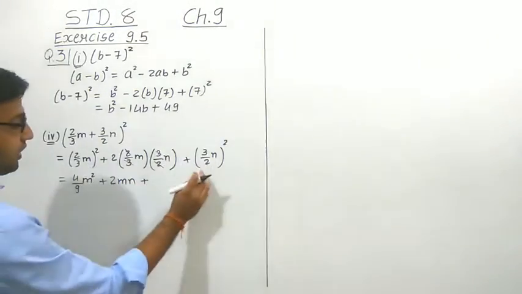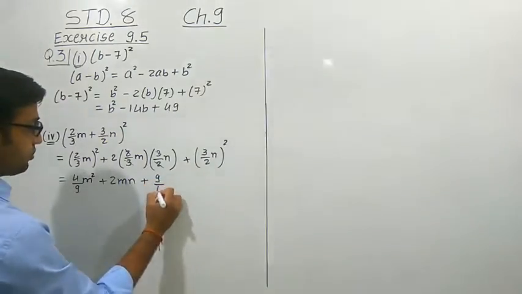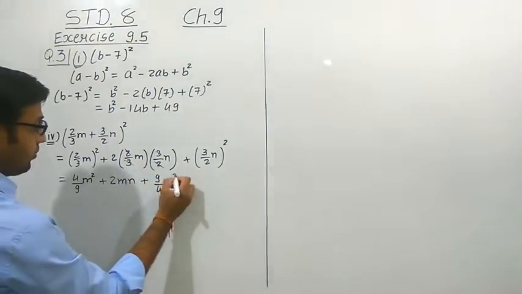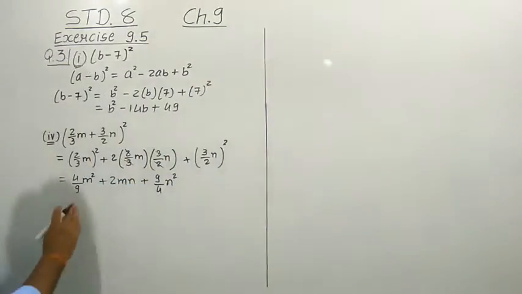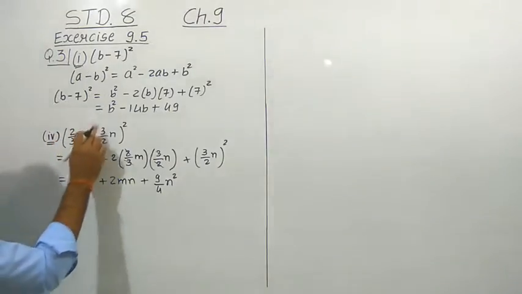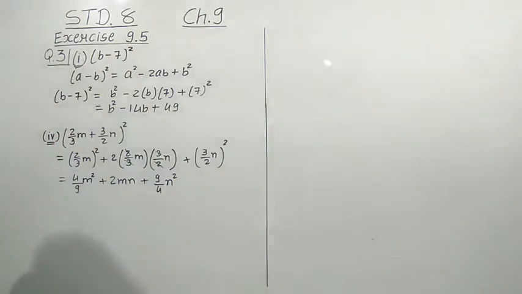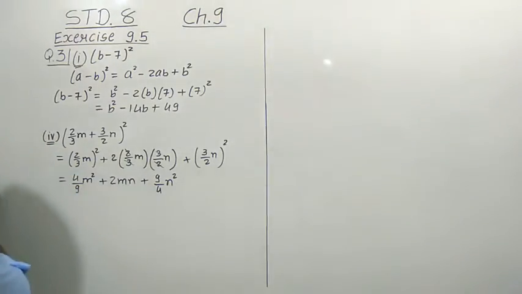Plus here what we can write? 3 square is equals to 9. 2 square is equals to 4, and n we can write as n square. That's all. That is the answer. So these three terms we are getting when we apply the square of 3 by 2n plus 2 by 3m all square. Right? Okay. Let us see one of the questions that is of decimal numbers. So here is the question number 5.